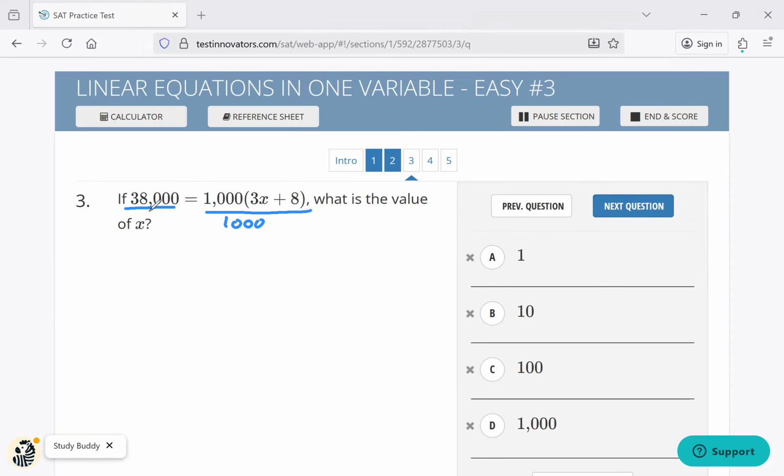That won't give us any problem because on the right side, this cancels. So you're left with 3x plus 8. And then on the left side, the zeros cancel. So you're just left with 38.